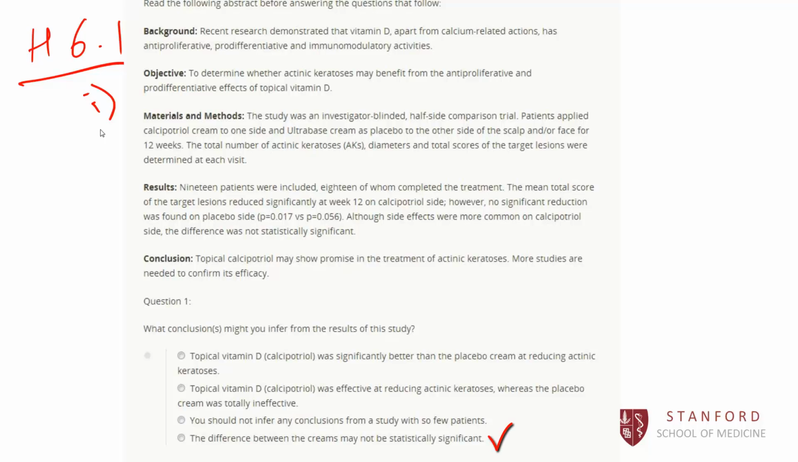The difference between the creams may not be significantly different, even though the p-value for one is less than 0.05 and for the other is greater than 0.05. It appears that there was some reduction on the placebo side that just missed statistical significance, because we know that the p-value is slightly greater than 0.05. It's unlikely that the between group difference will be significant here.